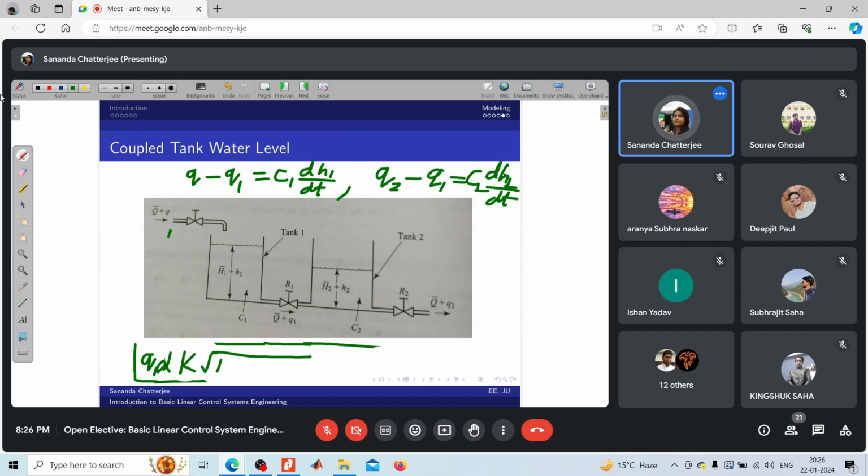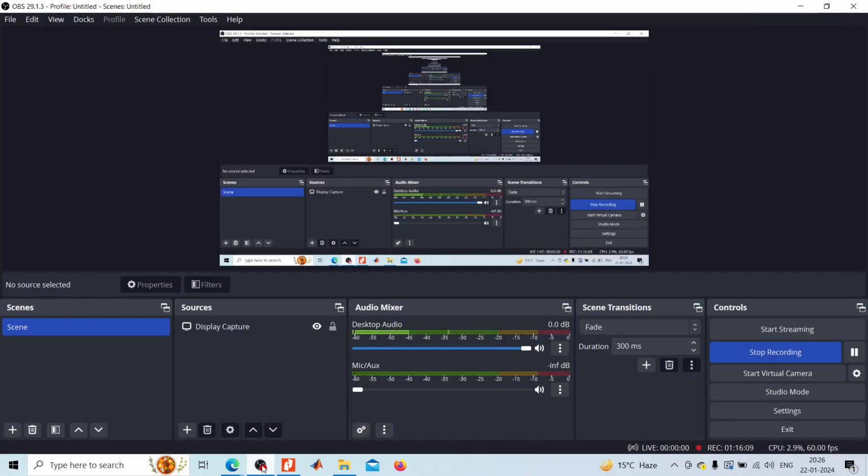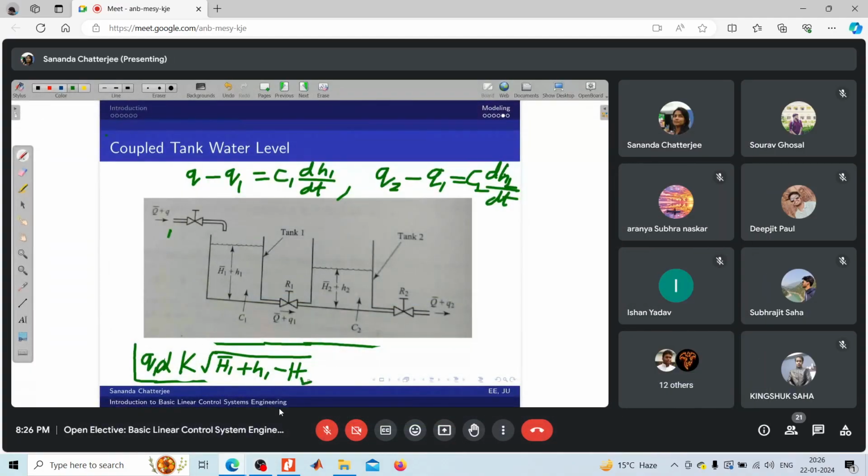Inside this root over, I put capital H1 bar plus small h1 minus capital H2 bar. So this k will be a function of c1, c2 and r1, which you will derive.